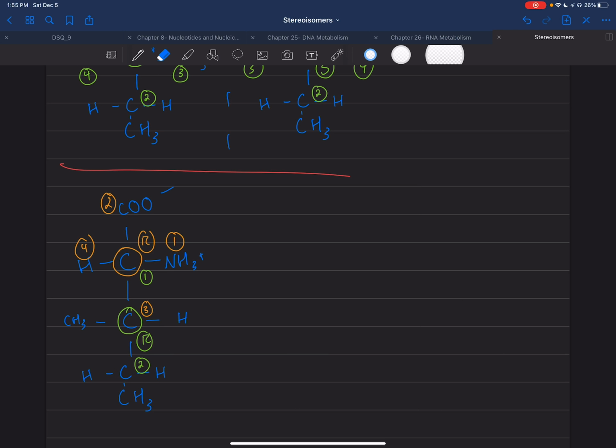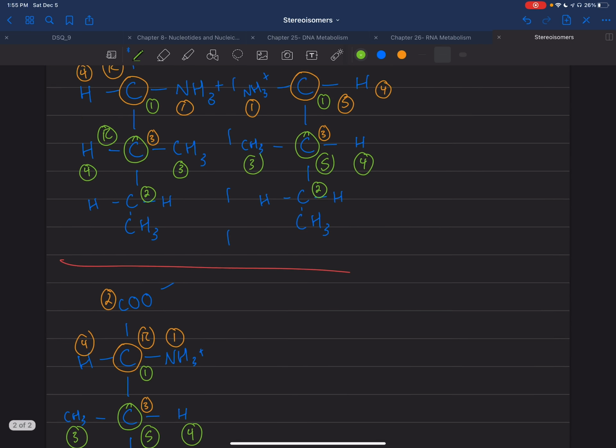I did the same thing down here. 4, 3. So this is going to be 1, 2, 3, going to the right. So I'm going to reverse it. This would be S. So we have an RS.